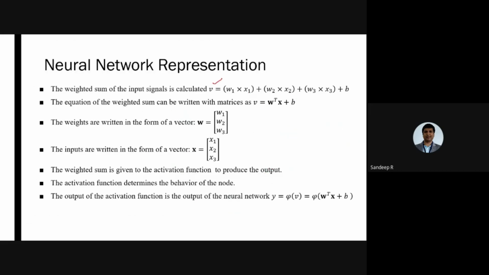This is the weighted sum of the inputs along with the bias, written in matrix vector notation: V is equal to W transpose X plus B, where W is W1, W2, W3 weights, and X1, X2, X3 are the input vector. Our final output is the output of the activation function, and the input to the activation function is the weighted sum of the inputs plus the bias.